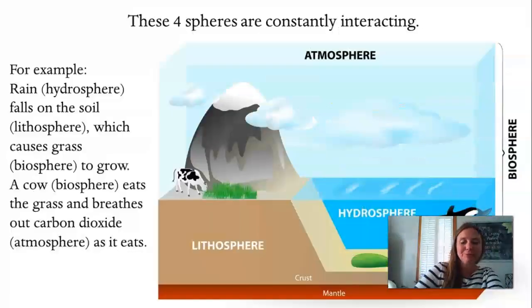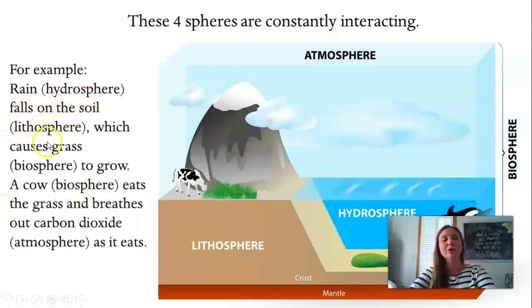Who knows? And then, so once again, kind of bringing it all together is our hydrosphere, rainwater. You can kind of read this right here. Rain, the hydrosphere, falls into the soil. And then that is our lithosphere, which causes grass to grow, which then feeds our biosphere. And the cow eats the grass and breathes out carbon dioxide and goes to the atmosphere. So it's all connected in some way, shape, or form. And that's my goal this year, is to make you understand the idea.